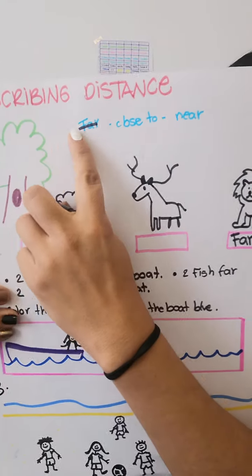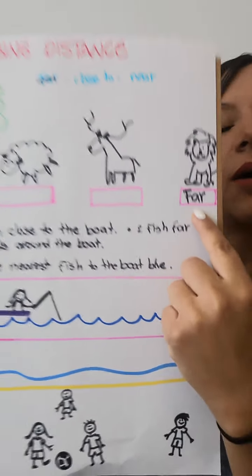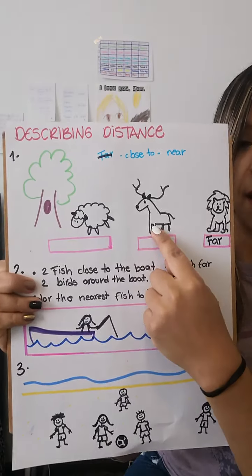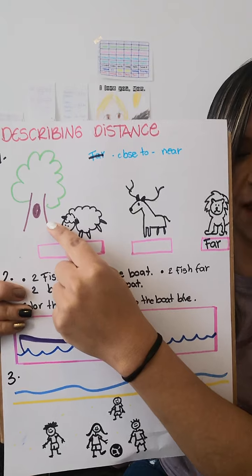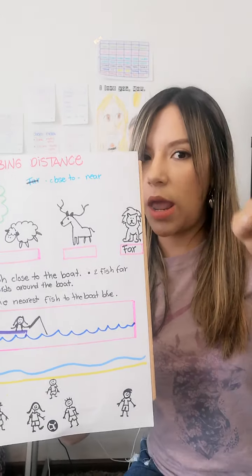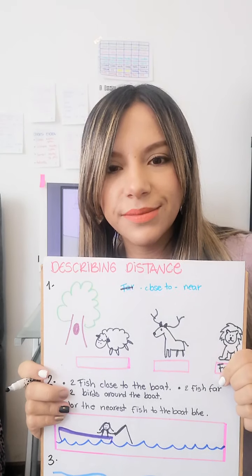Far. And you cross the word far in the box of words. Far. Now let's think about the deer. The deer, is it near the tree or close to the tree? What do you think? Give me your answer.